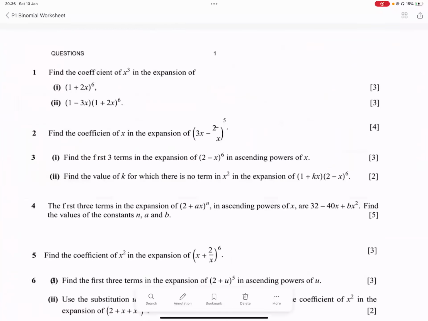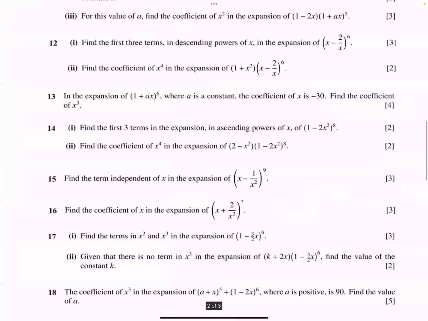Question number 12 from the worksheet. Let's try this now.